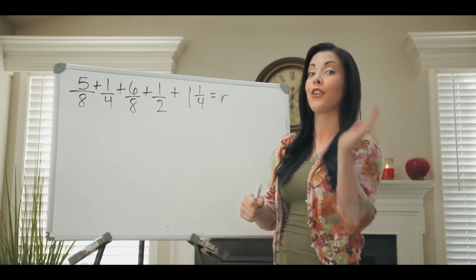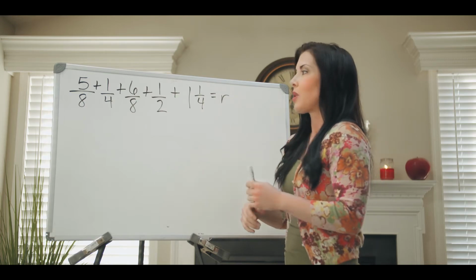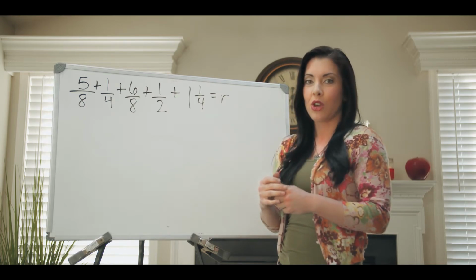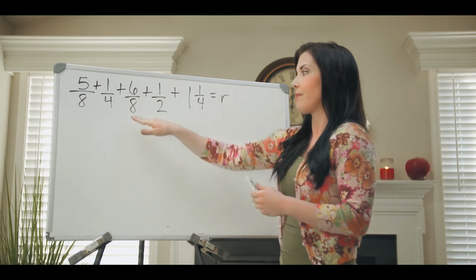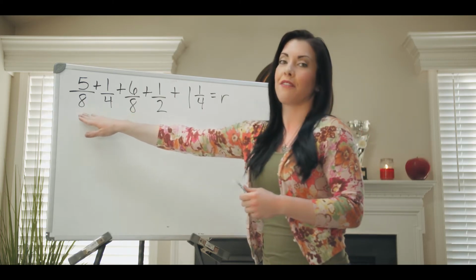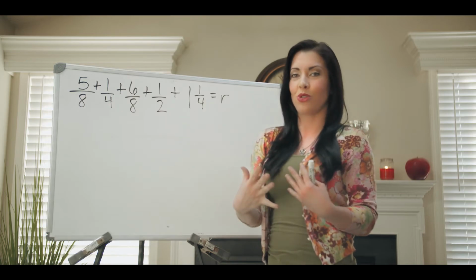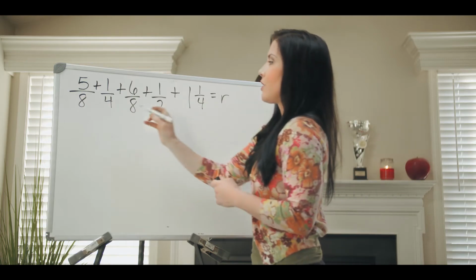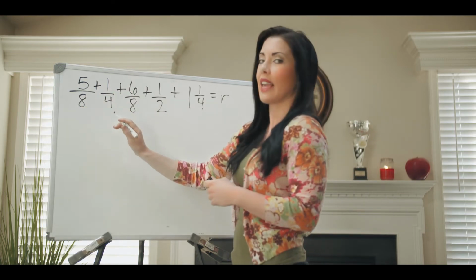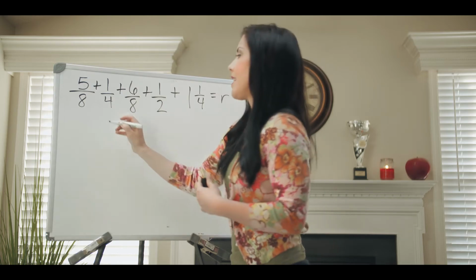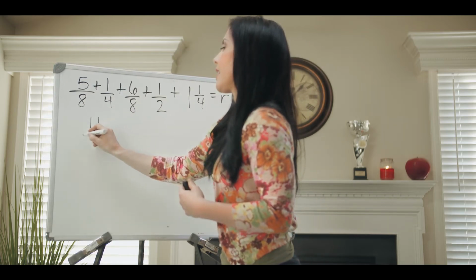Remember, we talked about that earlier in our lesson, right? So I have 2 fractions whose denominator is the same, okay? 6/8 and 5/8. I can combine those two together, okay? So 5/8 plus 6/8 is 11/8. So I'm gonna write that down.